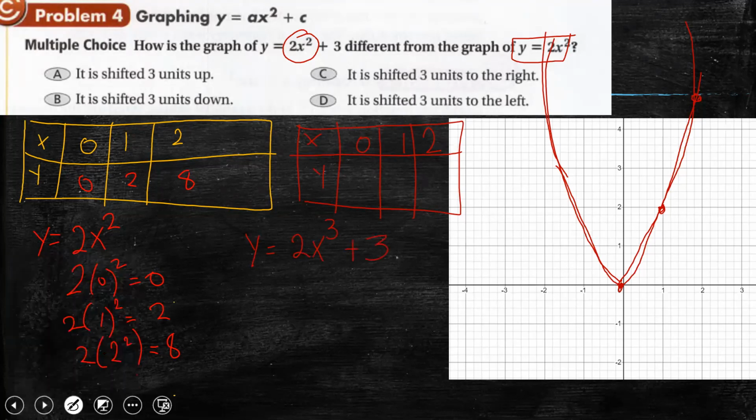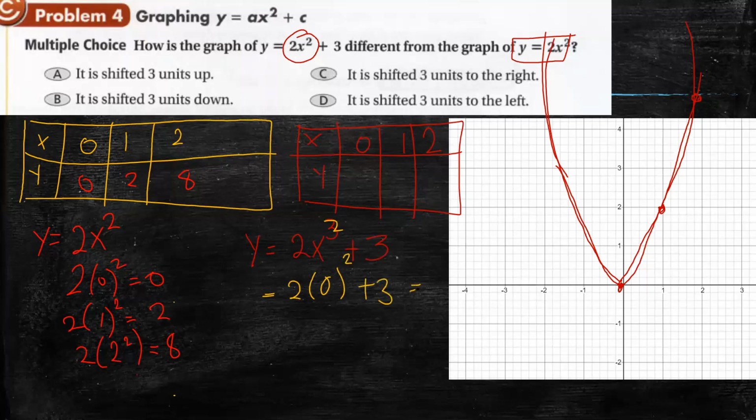What does it mean? 2 times 0 squared plus 3 is what? A 3. Let's take the numbers: 0 add 3. 2 add 3 is what? 5. 8. If you add 3, it will be 11. This is a way.